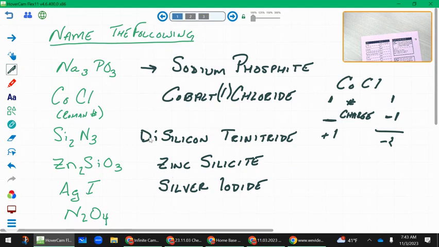So again, we're in our system with prefixes. 2 nitrogens, dinitrogen. Again, we do not change the ending of the first nonmetal. We just write it, dinitrogen. 4 means tetra. And then oxygen means oxide. Any questions on any of these, ladies and gentlemen?